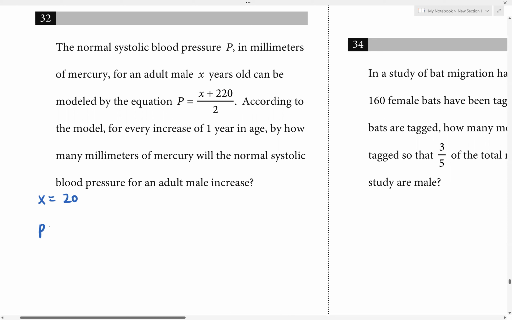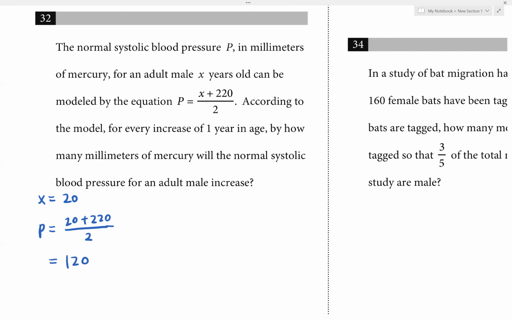So P is equal to (X plus 220) over 2. If X is 20, it'll be (20 plus 220) over 2. We can solve that on the calculator: 20 plus 220 is 240, divided by 2 is 120. So that's the blood pressure when X is equal to 20.